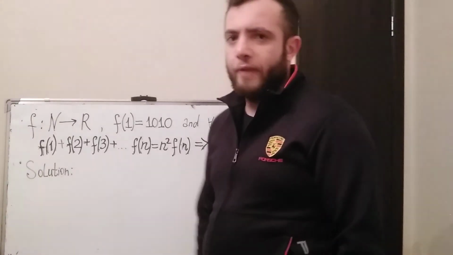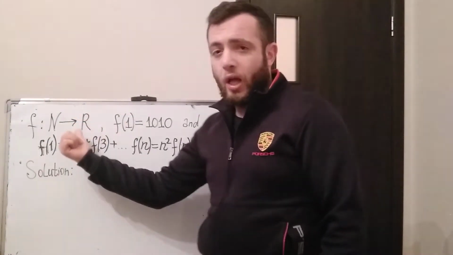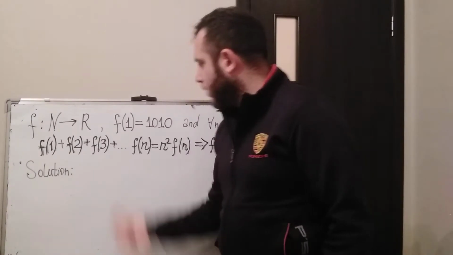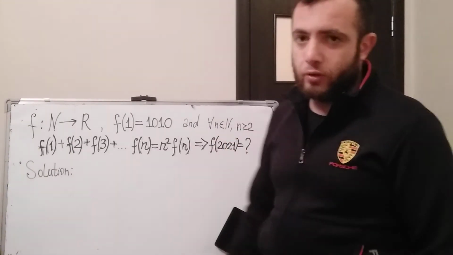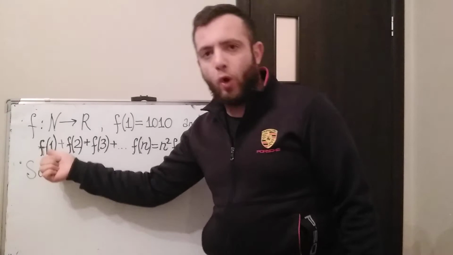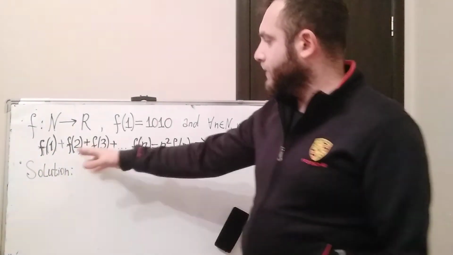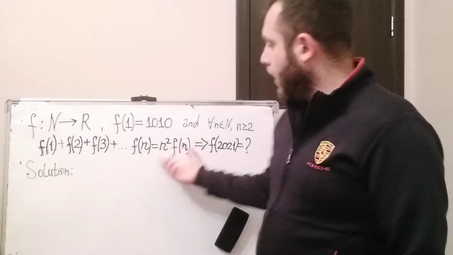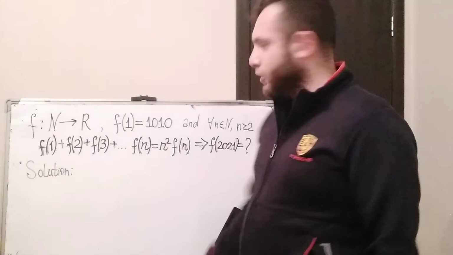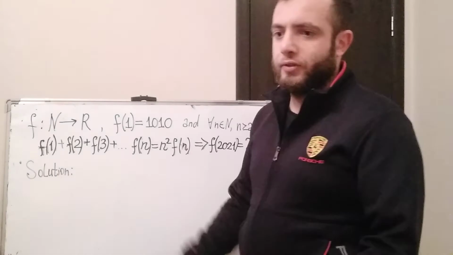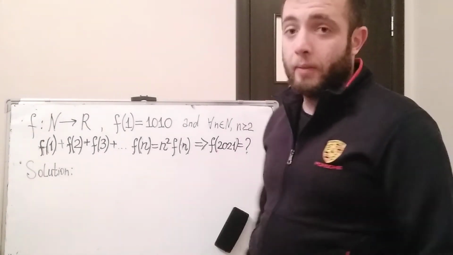We have a function f whose domain is the natural numbers and whose range is R, as you see here. f(1) is 1010. For any natural number n greater than or equal to 2, f(1) plus f(2) plus f(3) up to f(n) sums to n squared times f(n). Find f(2021). I chose 2021 just for the sake of the year.